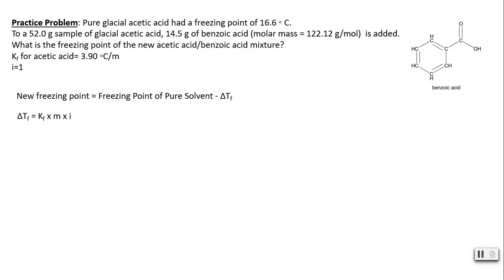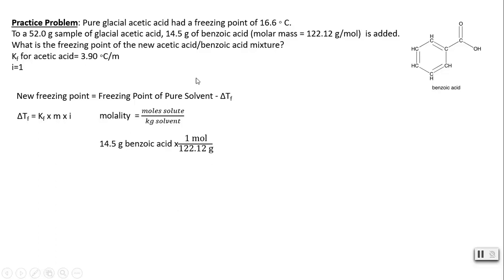So we can easily calculate delta Tf by the equation that was given two videos ago. The freezing point depression is equal to that constant Kf multiplied by i, which is 1, multiplied by the molality of the solution. So I give you Kf and I give you i, but I do not specifically give you the molality, so we will need to calculate that. Remembering that molality is moles of solute per kilogram of solvent.